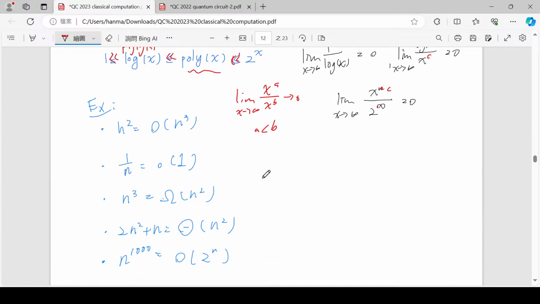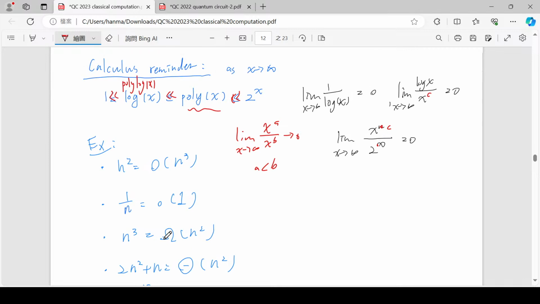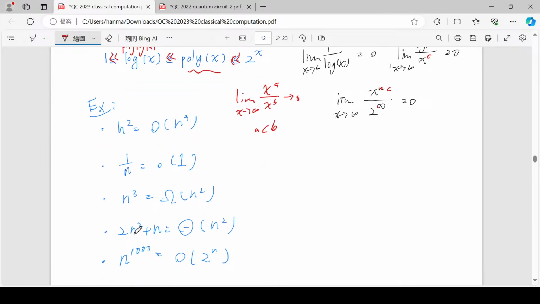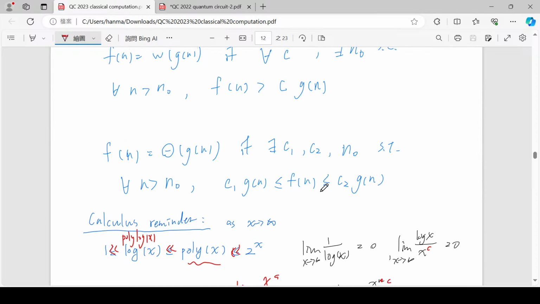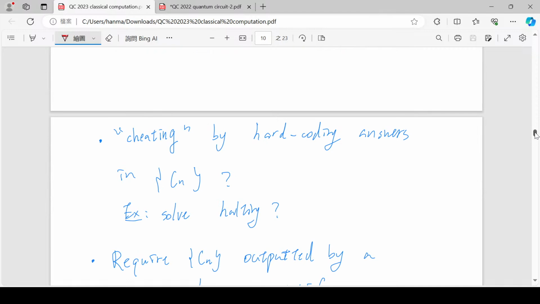Sometimes we'll ask you to find the big theta or some expression, where you basically need to find the asymptotic scaling. If there is an exponential, it's going to scale as the exponential, and if you have a polynomial, you just look at the highest order, etc. And that's classical computation.